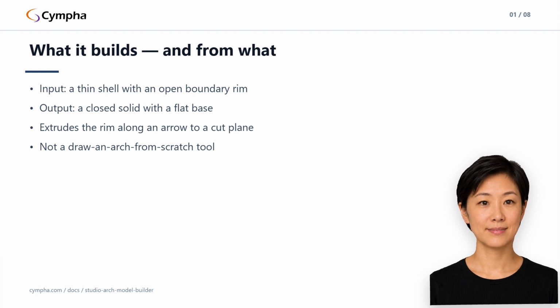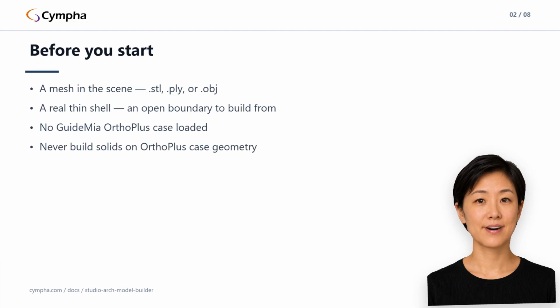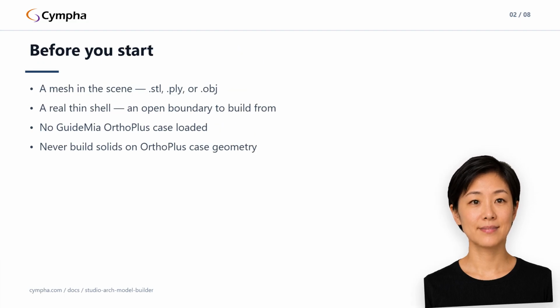The prerequisites: a mesh added to the scene the usual way, add model, open optical scan file, drag and drop, or a link, STL, PLY, or OBJ. A scan that is actually a thin shell with an open boundary, that free rim is what the solid is built from. And no GuideMia Ortho Plus case loaded.